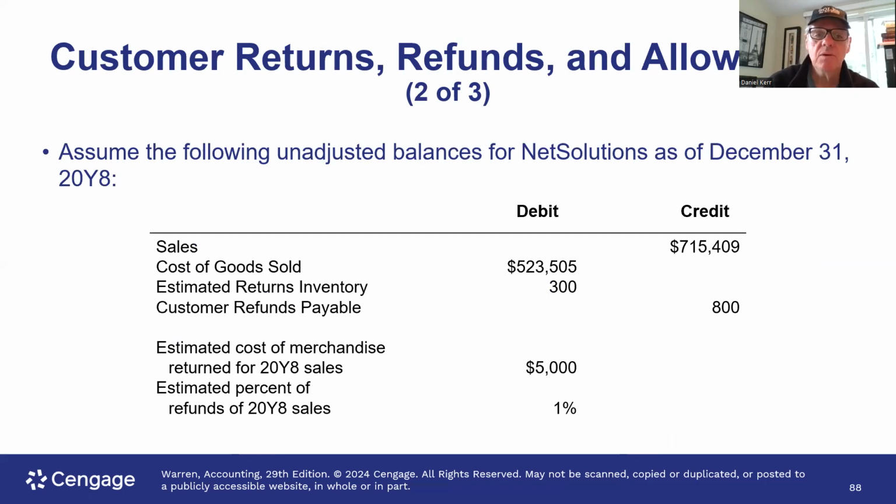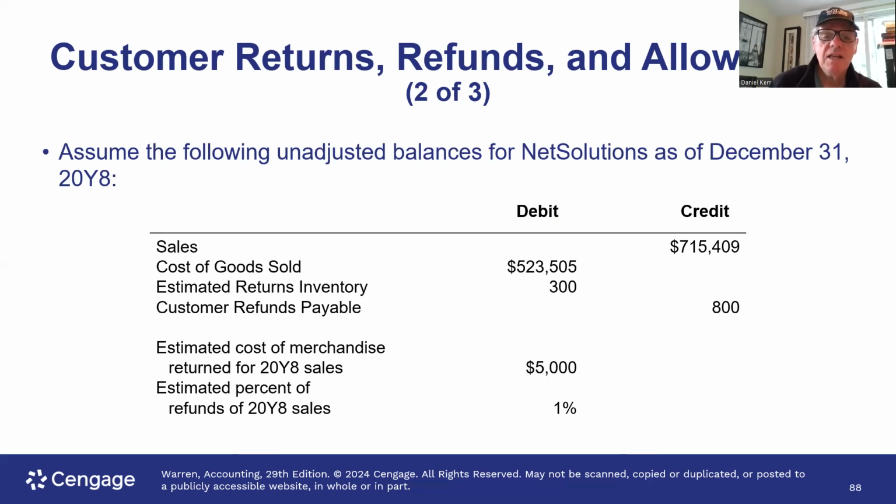These were the sales. These were the cost of goods sold. And you've got a balance in estimated returns inventory, a $300 debit balance, and a credit balance in customer refunds payable. Now, at the end of the period, you estimate that another $5,000 of the stuff that it cost, the stuff that's going to be returned, we estimate that $5,000 of that is going to come back.